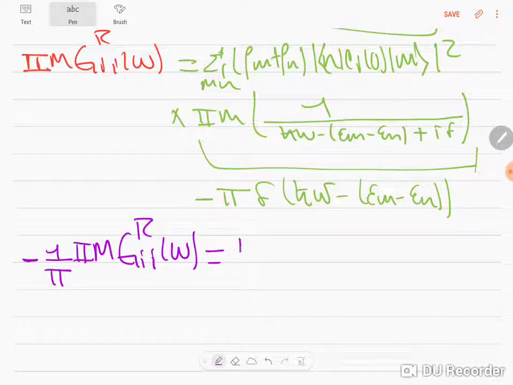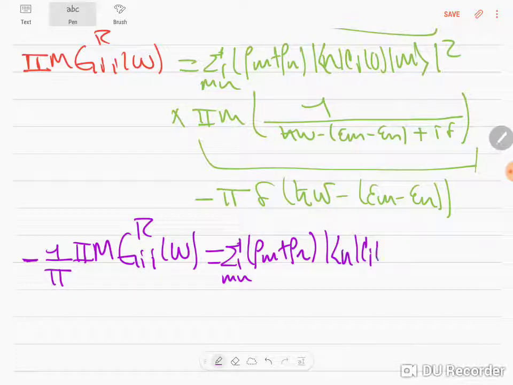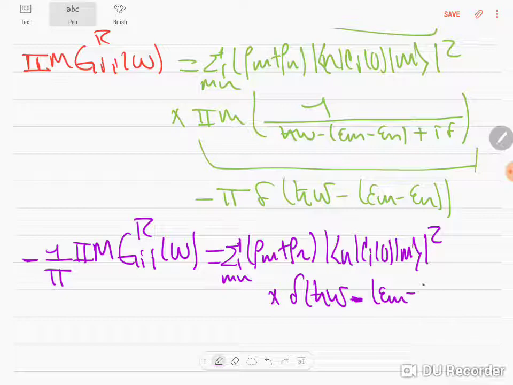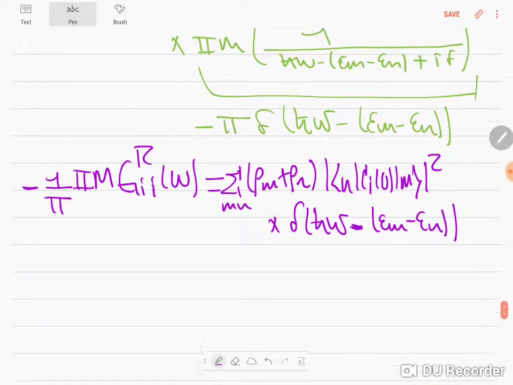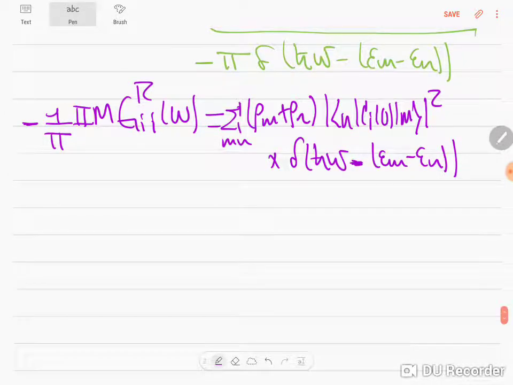And this will be nothing but the summation over m and n of rho m plus rho n, and ci of 0 m, all squared, times delta of h bar omega minus em minus en. And then my claim is the following: this expression is a generalized expression to calculate the density of just a single state in the many body picture. This is a generalization of the many body density of states.